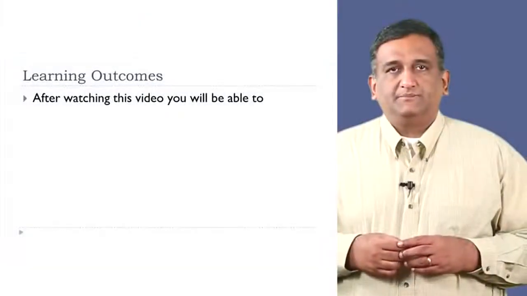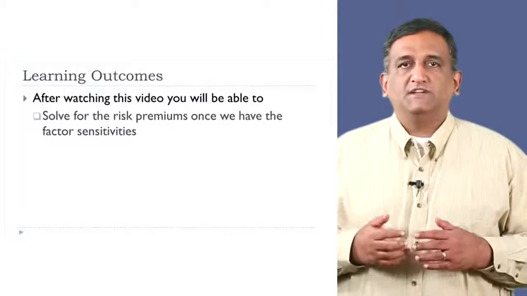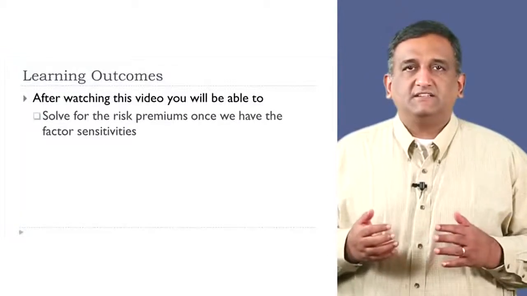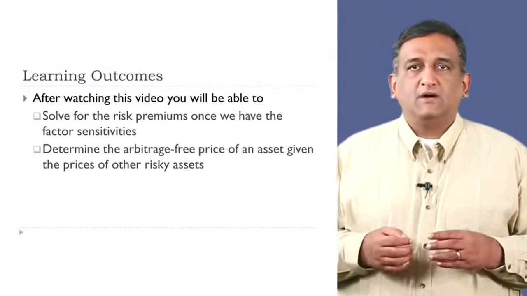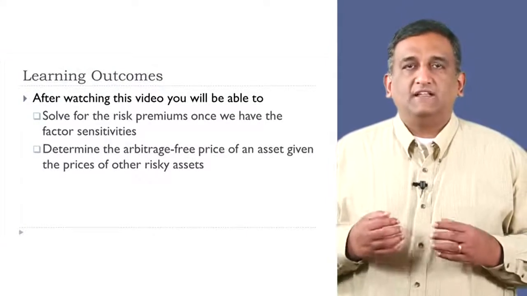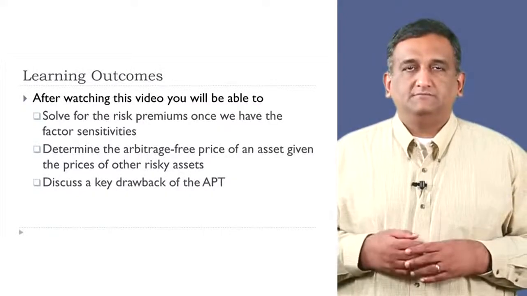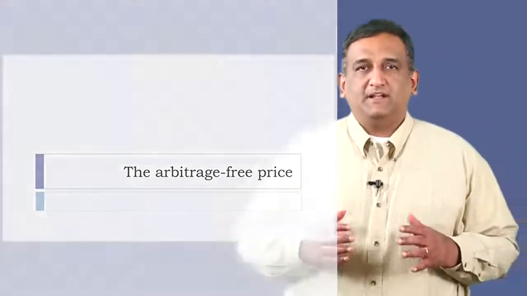Learning outcomes. After watching this video, you will be able to solve for the risk premiums once we have the factor sensitivities, determine the arbitrage-free price of an asset given the prices of other risky assets, and discuss a key drawback of the APT. The arbitrage-free price.